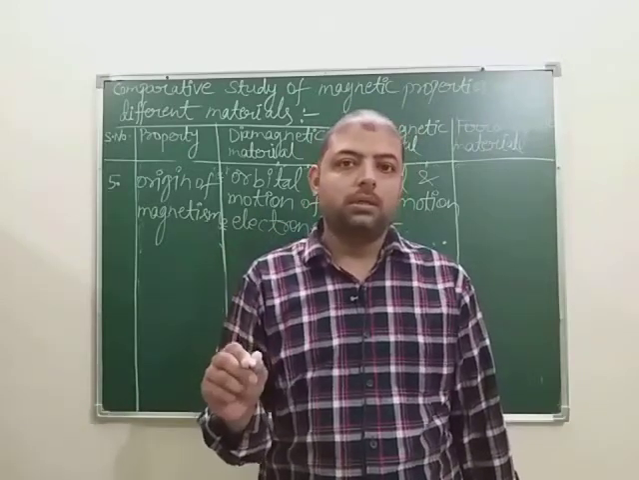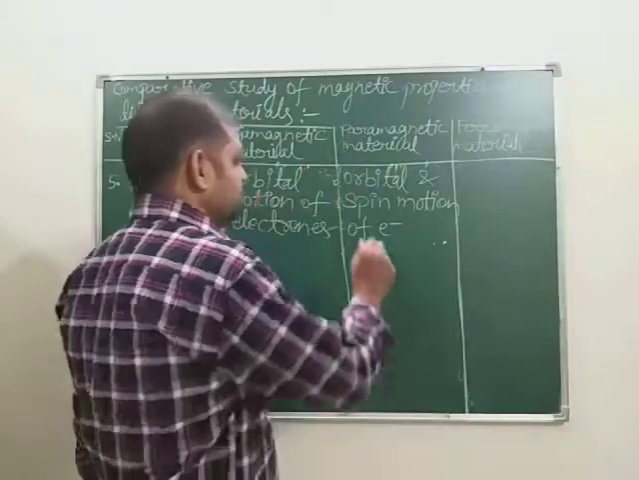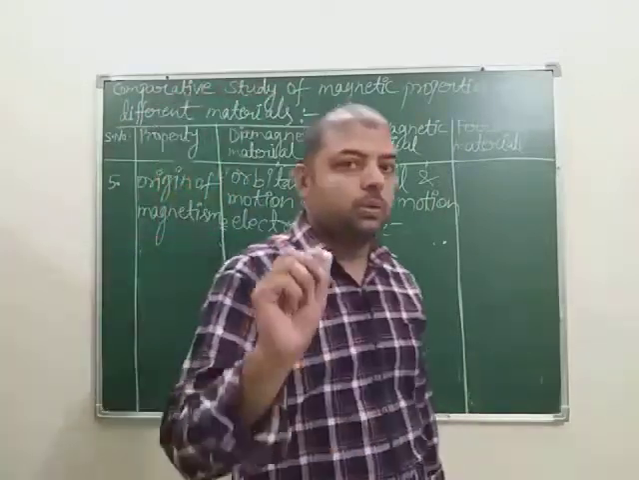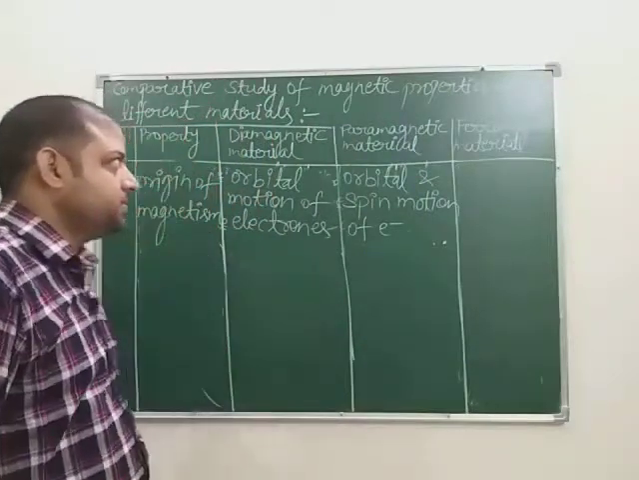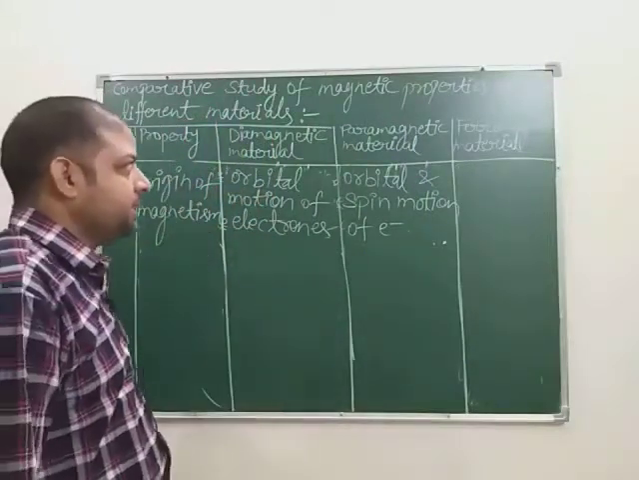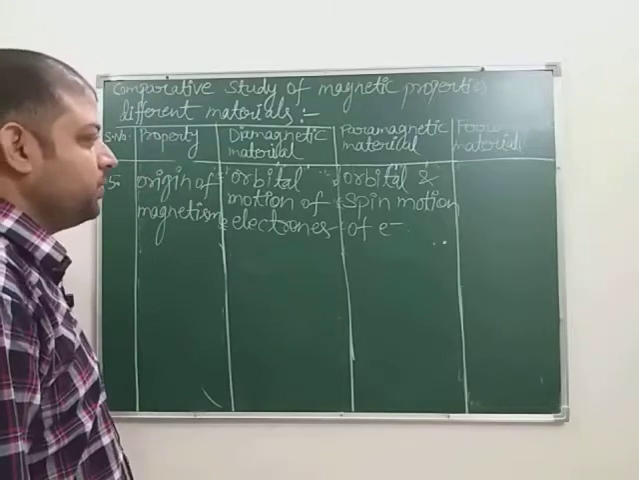This is called spin motion. The rotation of an electron on its own axis is called spin motion. So the cause of paramagnetism in a material is orbital and spin motion of electrons.